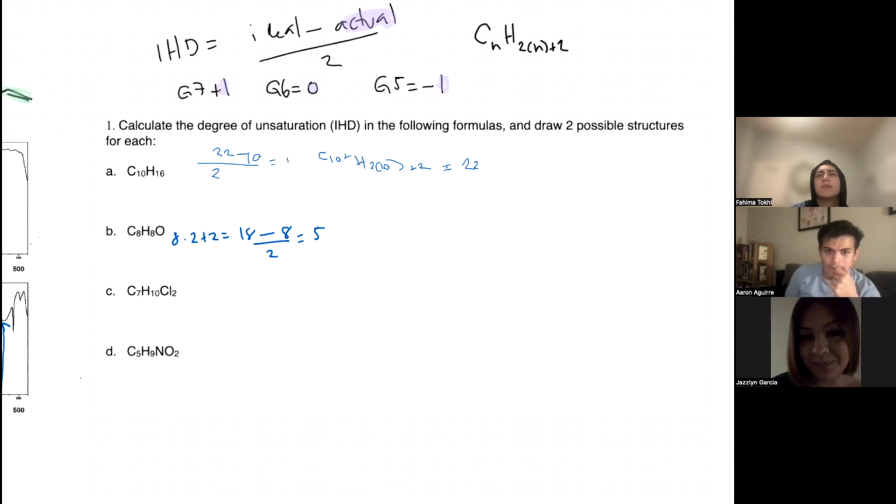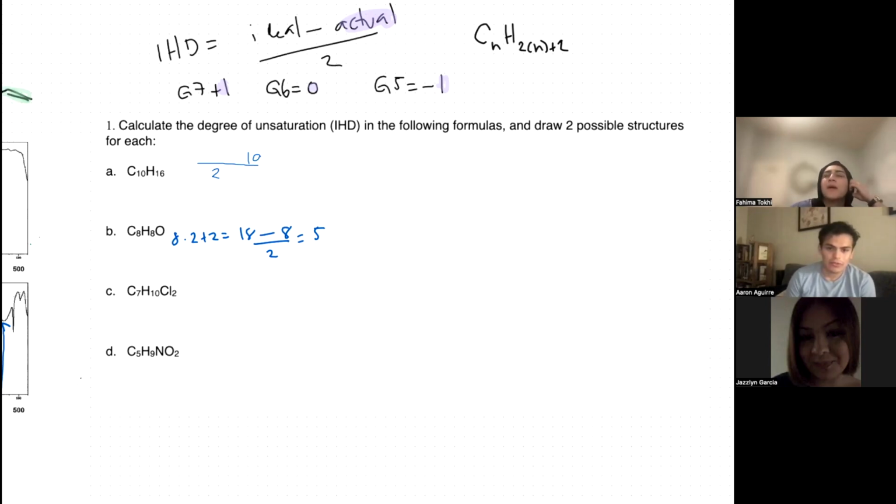Wait, that has to be minus however many are actually here. It's -16 hydrogens. Oh my God, I'm doing carbons. My bad. You take your carbon number and multiply it by 2, which is 20, and add 2, so that's 22. So that was right.